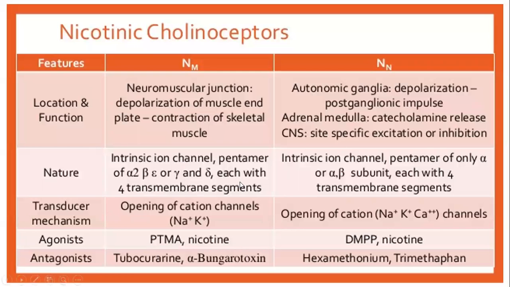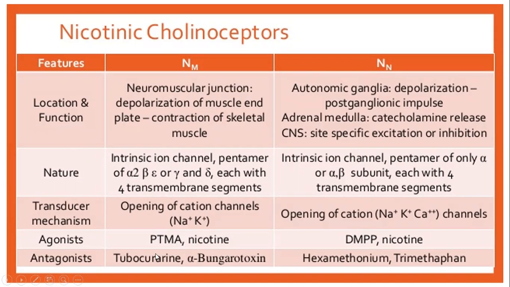And the nature is the same: pentameric structure, five subunits. The mechanism is opening of the cation channel: sodium, potassium, and calcium channels. And what is the agonist of the NM type? That is PTMA. Note down the abbreviation of PTMA: phenyl trimethyl ammonium. And one more agonist is nicotine.